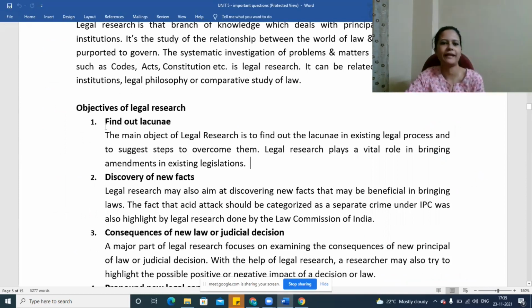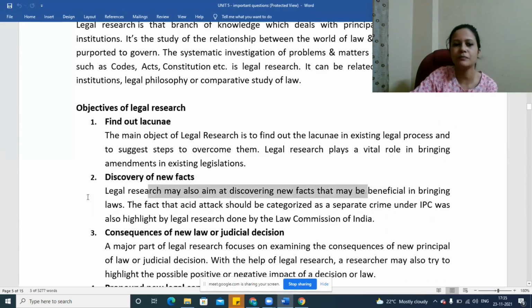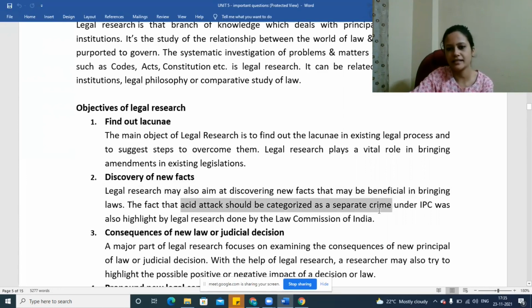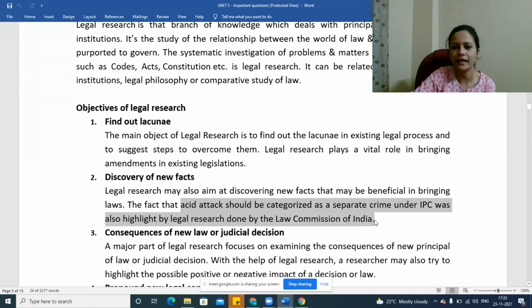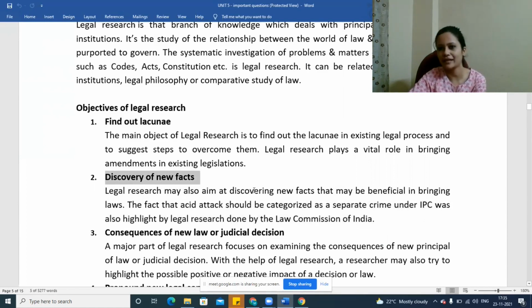So we want to find out the problems. We want to address them as well. Next is discovery of new facts. Legal research may be beneficial in bringing laws. The fact that acid attacks should be categorized as a separate crime under IPC was also highlighted by legal research by the Law Commission of India. That means it is discovery of new facts.